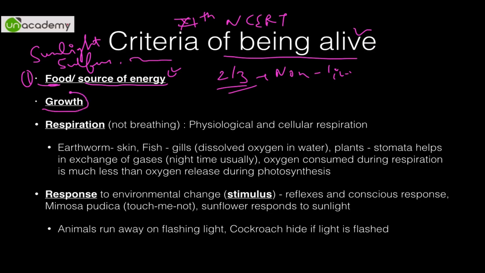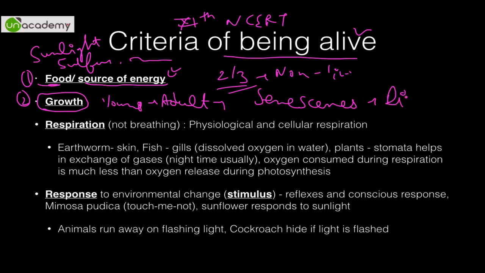Then you need to grow. You need to show some changes, like you need to be a young one. Then the young one will grow into an adult. Then the adult will grow into senescence, and in senescence finally you will die. So this is a typical pattern which is followed by living beings. So this is the second criteria. They may ask you this criteria question in the mains exam sometime.